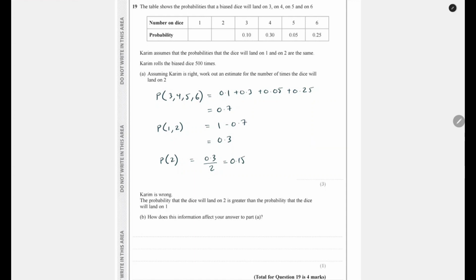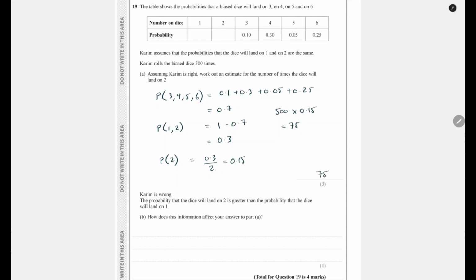And so if we roll the dice 500 times, and the probability of getting a 2 is 0.15, then 500 multiplied by 0.15 gives us 75.